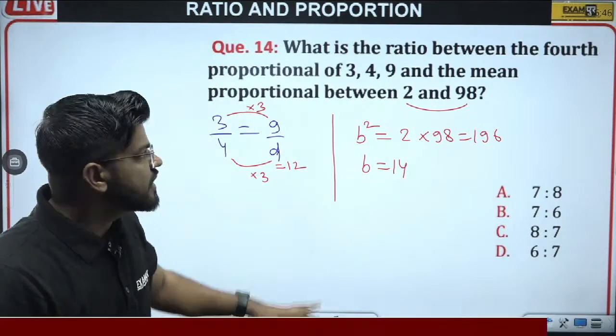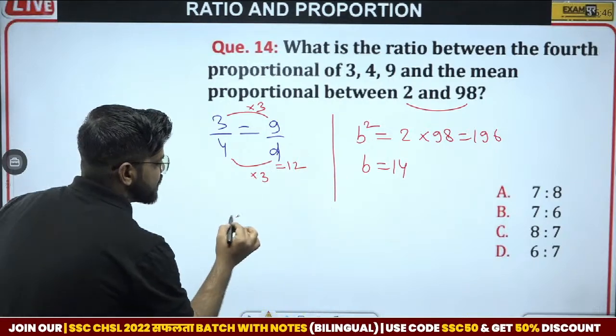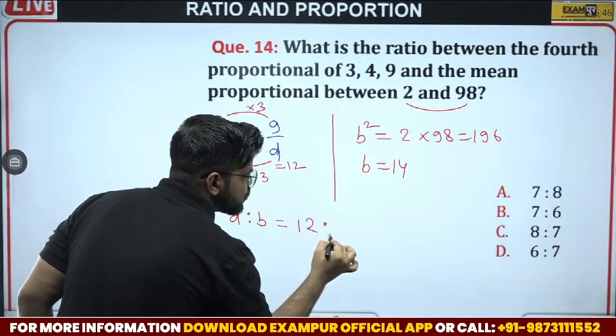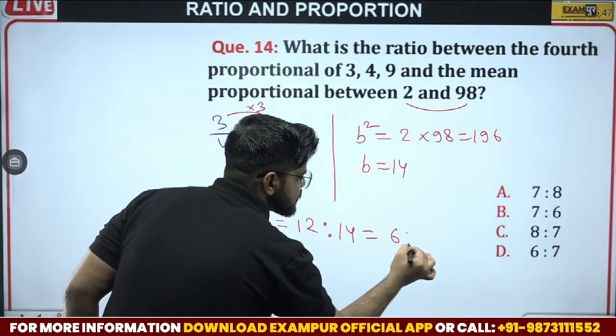Now we have to calculate the ratio of both these. That means D is to B. That means 12 is to 14. That means 6 is to 7.